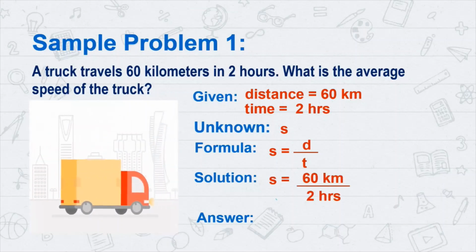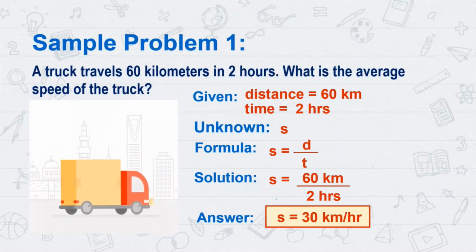Speed is equal to 60 kilometers divided by 2 hours. Divide them and what do you get? Perfect. The answer is 30 kilometers per hour. The average speed of the truck is 30 kilometers per hour. Fantastic.